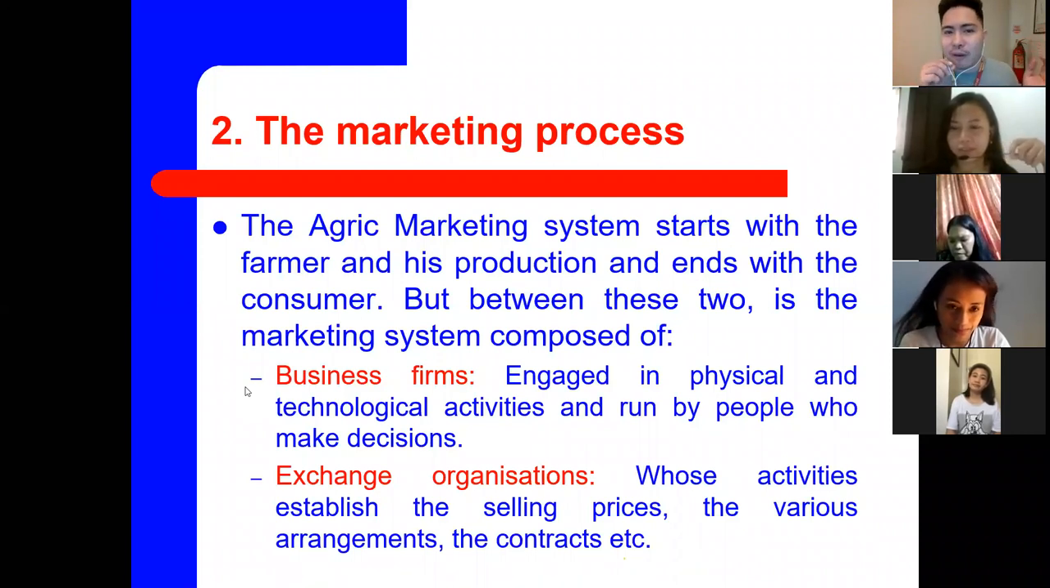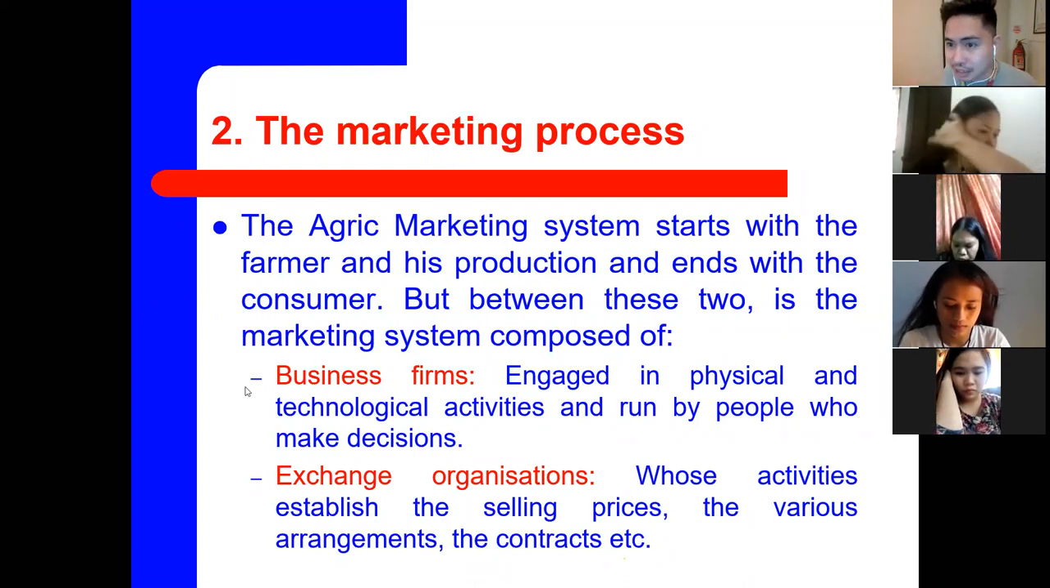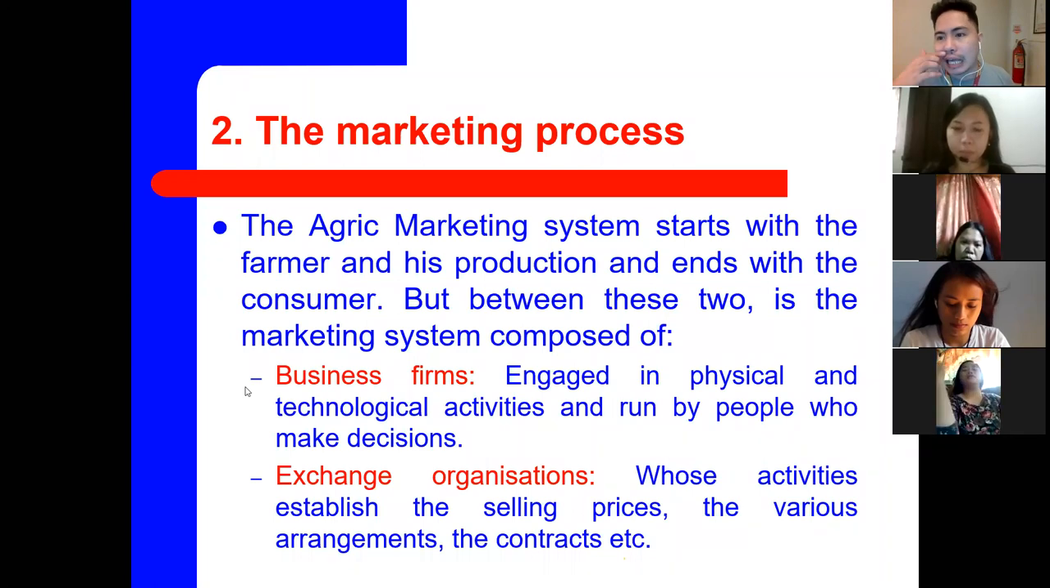So all the people involved in the marketing process are called firms, business firms. They are engaged in physical and technological activities and run by people who make decisions. Remember, they are people or organizations that decide. The second one is exchange organizations. These are activities to establish the selling prices, like the DTI, the government, even the prevailing industry price. That is an exchange organization, including contracts and arrangements.